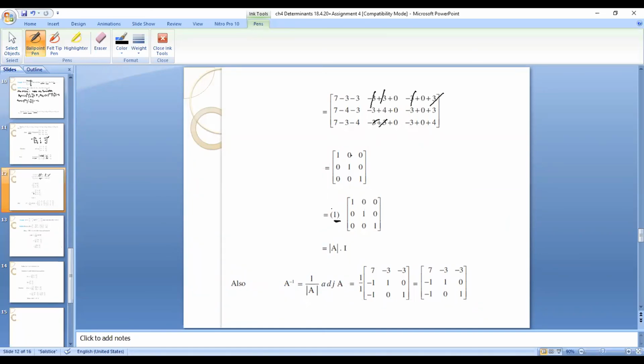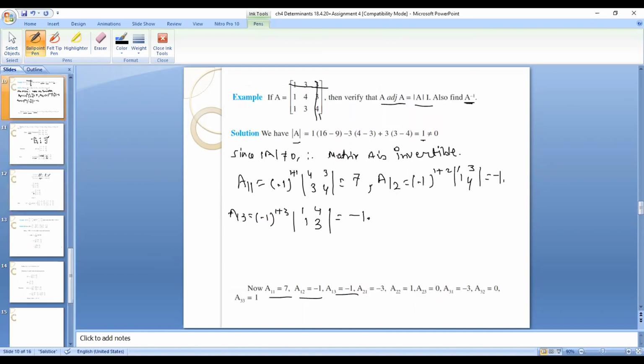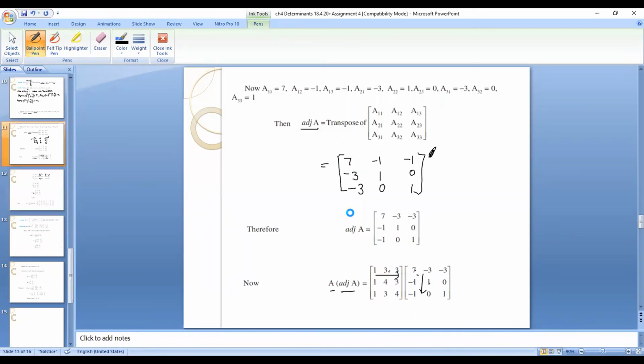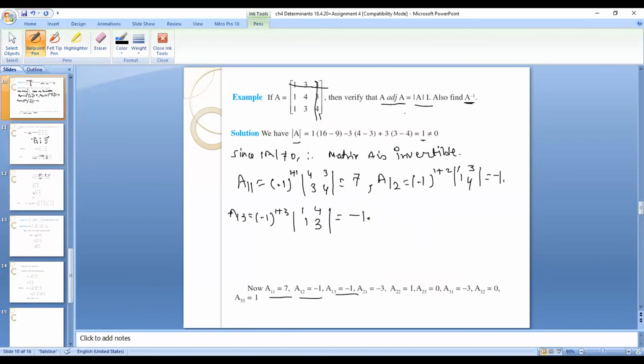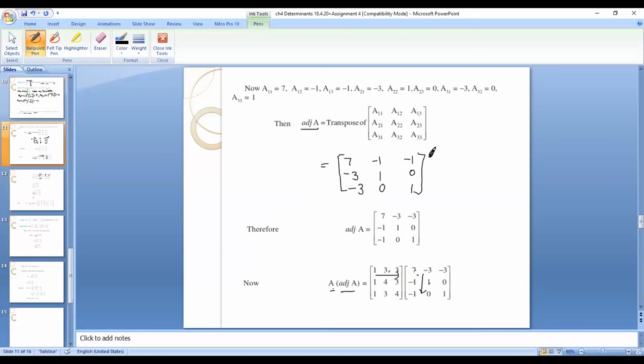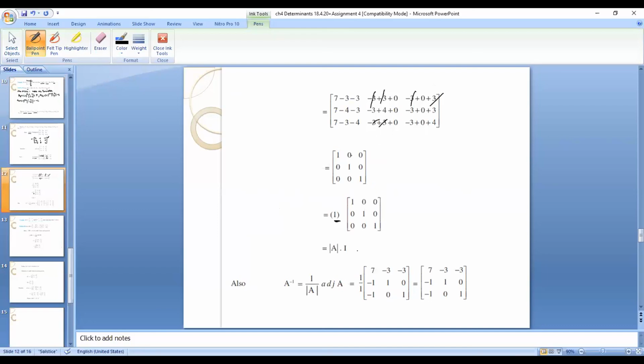So I can write this 1 as a determinant, because my calculation for the determinant is equal to 1. So instead of 1, I can write the determinant, and this matrix, where the diagonal elements are 1 and all other elements are 0, is called an identity matrix. This I had to prove: that A into adjoint A is determinant into identity, and I have proved that whenever multiplying A with adjoint A, I am having a determinant into identity.